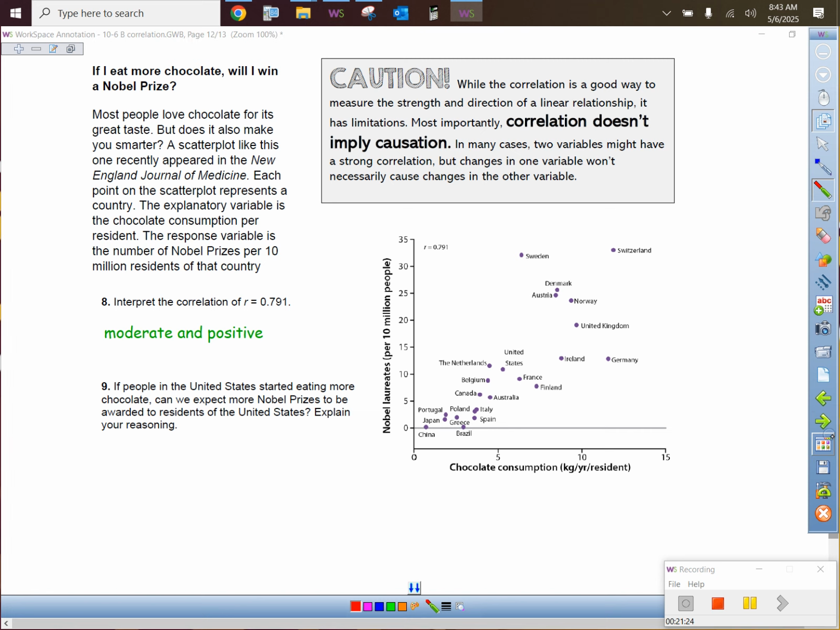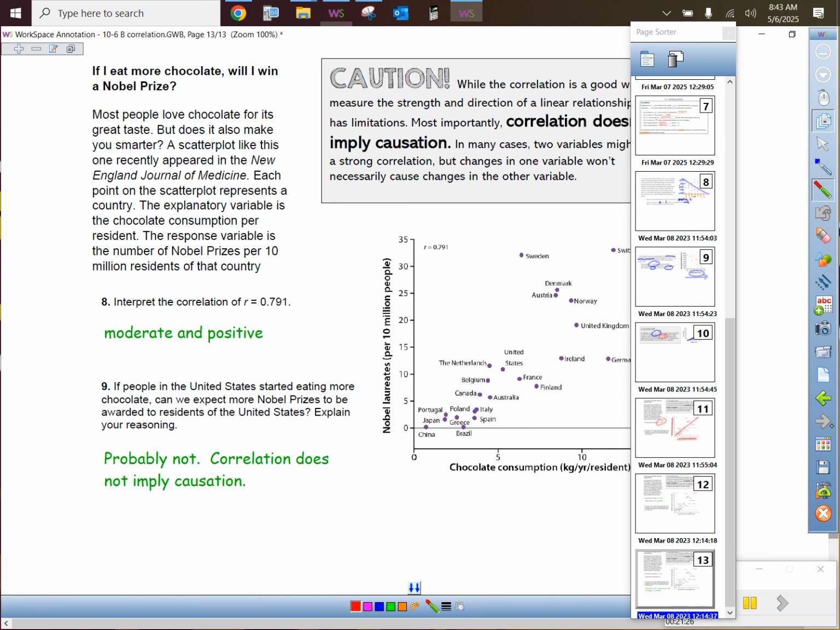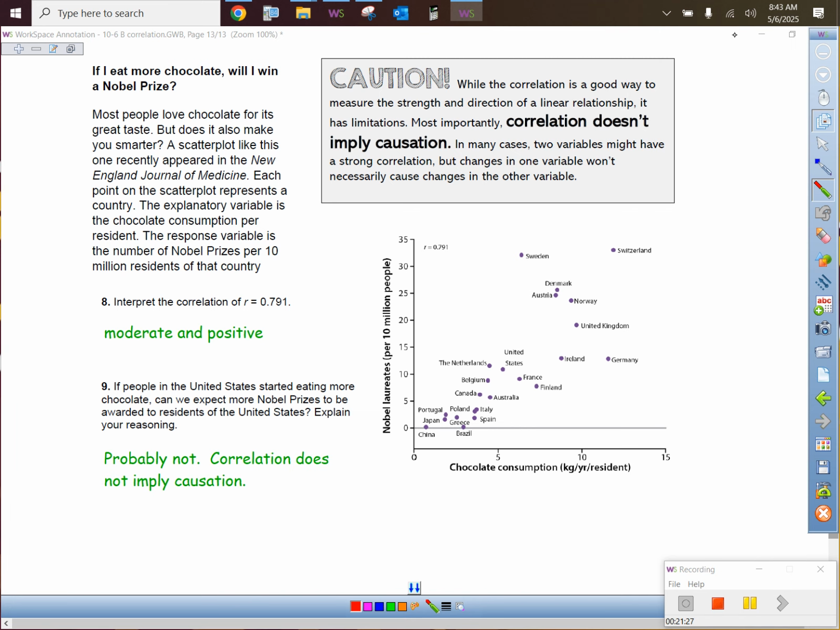So here's what we'll say. Sorry, hit the wrong button. Probably not. You can't rule it out, but it is probably not. Correlation does not imply causation.